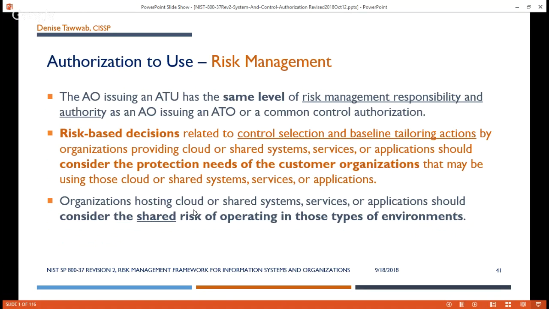So if I'm providing, for instance, cloud services for federal government organizations, then I want to set up my controls in keeping with what they're going to require. If I'm providing cloud services for people who are handling PII, personally identifiable information, or people who are processing credit card information, I have to be sure that the controls in place as a cloud service provider match what the customers I'm targeting are going to need as it relates to security and privacy controls. Organizations hosting cloud or shared systems should consider the shared risk of operating in those types of environments.